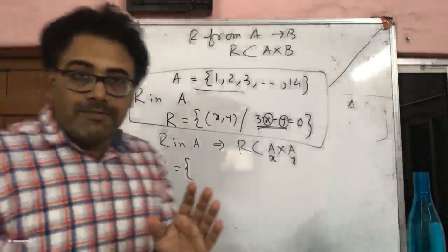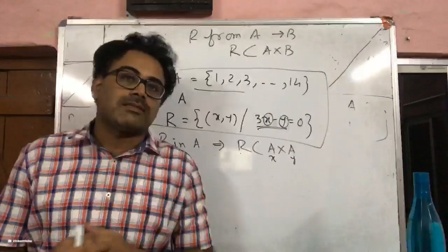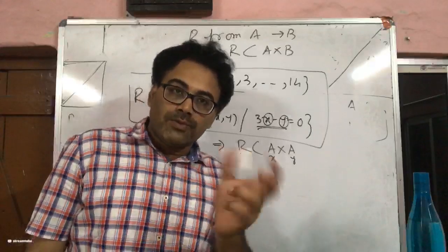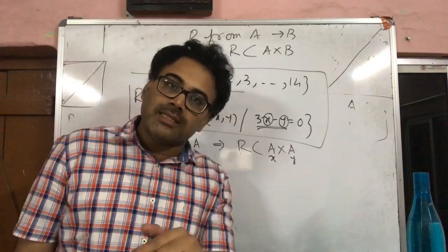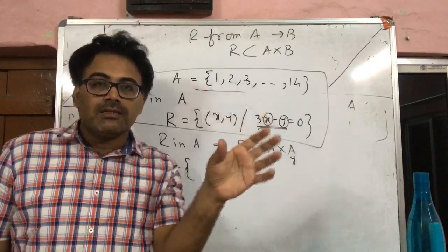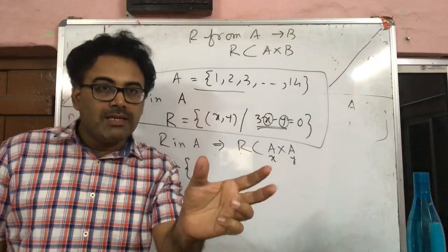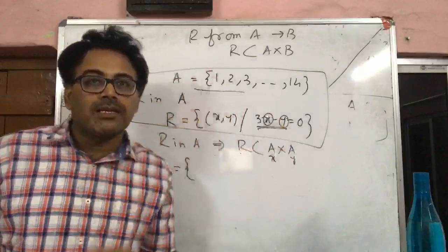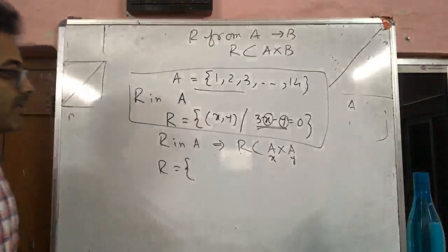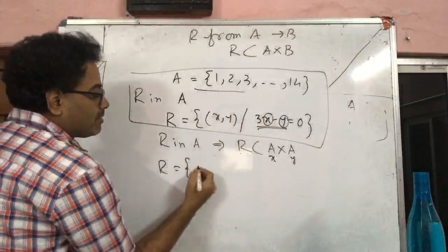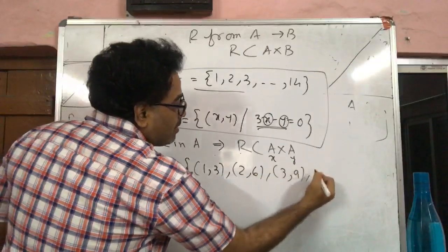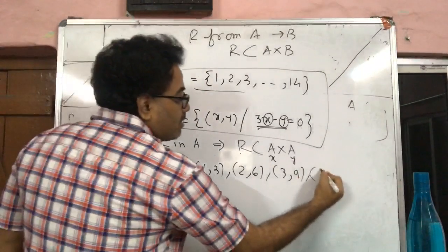Try to understand this well: what is in A cross A? Pairs, in x y format. x is taken from A and y is taken from B. In A cross B, the set of pairs x, y where x is taken from A and y is taken from B. So here in A cross A, x and y both will be taken from A. So x is 1, so y is 3; 2, 6; 3, 9; 4, 12.